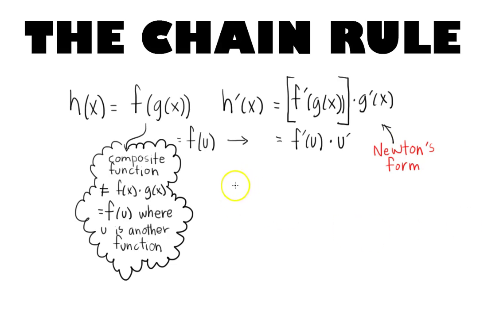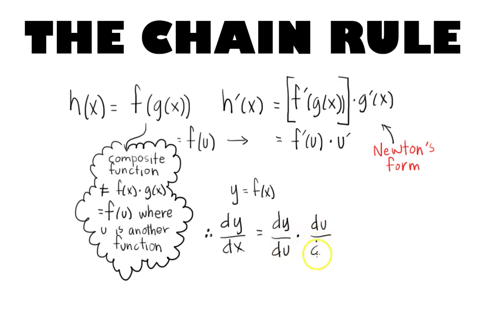We could say if I have y equals some function, y equals f of x, I could say that dy dx, and I'm writing the chain rule again, dy dx of some function y can also be written as dy du times du over dx. And this actually is an interesting way of doing it. In fact, this is what would be known as the Leibniz form.